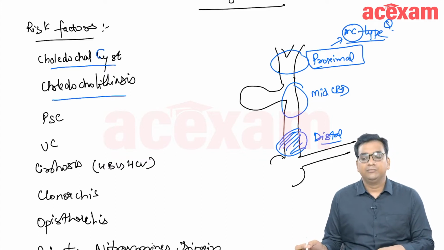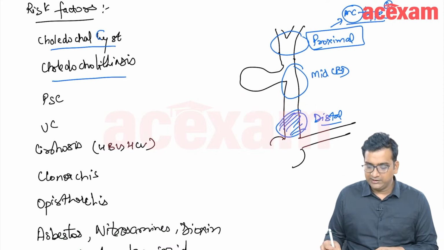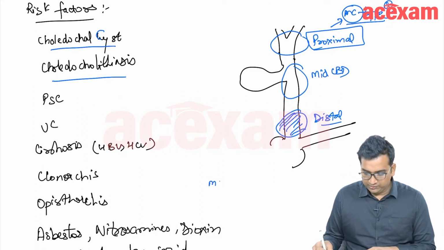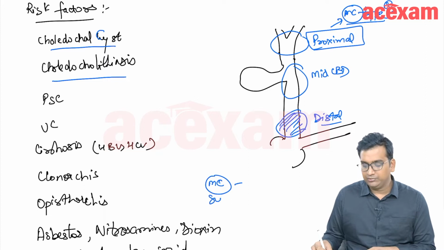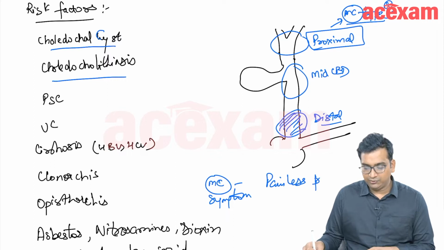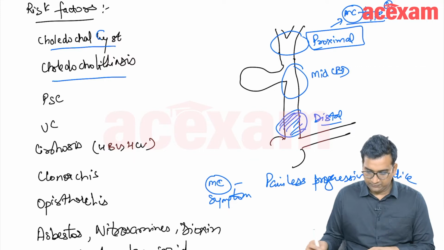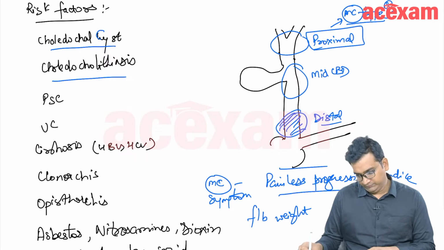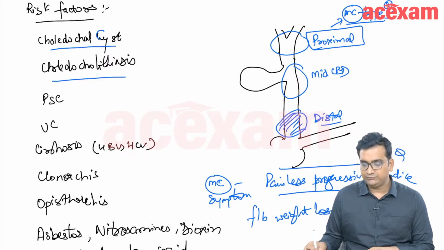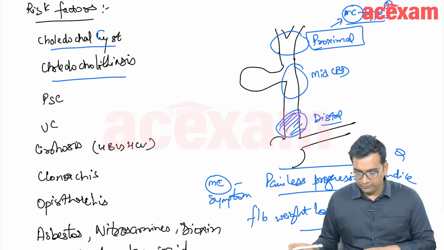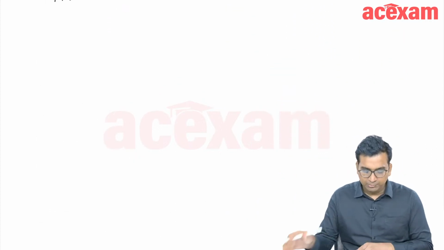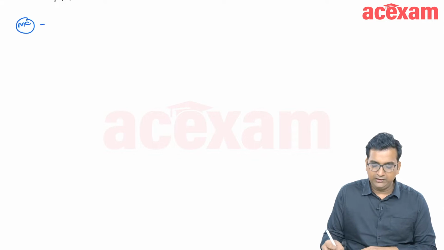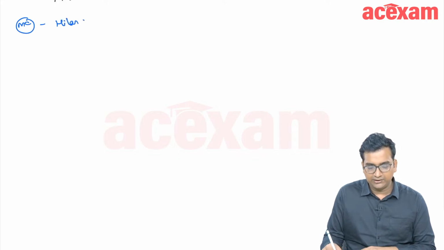In cholangiocarcinoma, what happens is in the clinical presentation, the most common symptom is painless progressive jaundice. And this is followed by weight loss. Okay, so the most common is painless progressive jaundice. Okay, now some important points. So most commonly the cholangiocarcinoma is of hilar cholangiocarcinoma types.